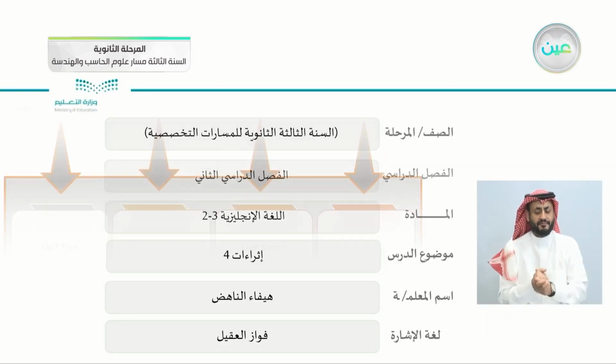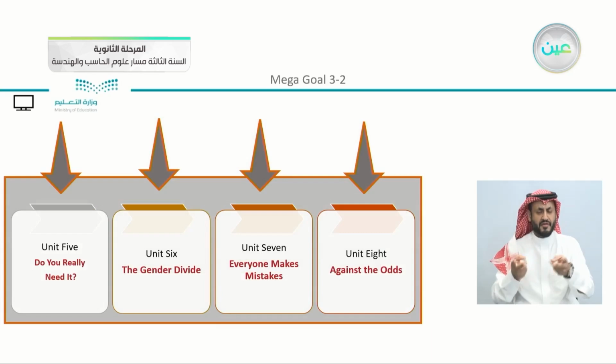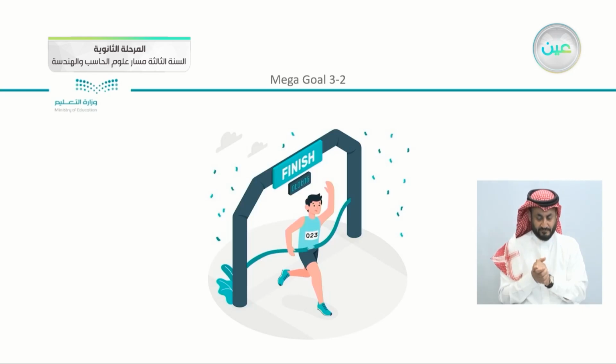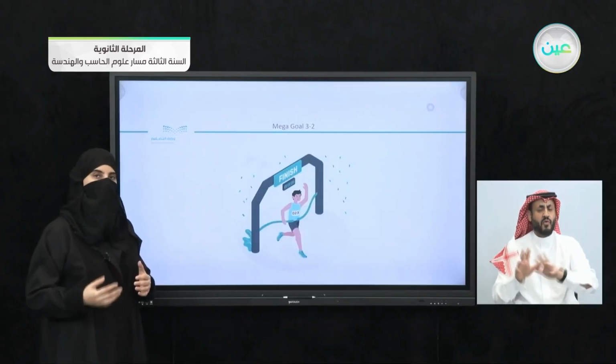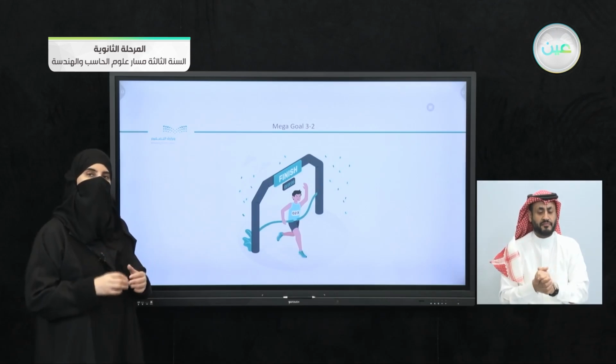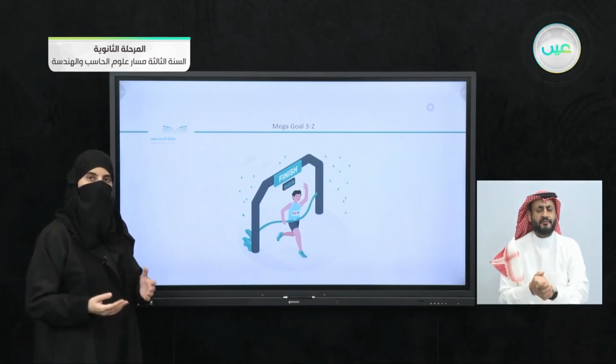So alhamdulillah, we have studied the 4 units of the semester. Unit 5, do you really need it? Unit 6, the gender divide. Unit 7, everyone makes mistakes. And Unit 8, which is against the odds. Now, alhamdulillah, we have finished our semester, our lessons. We have reached the very end of our enrichment for the day.